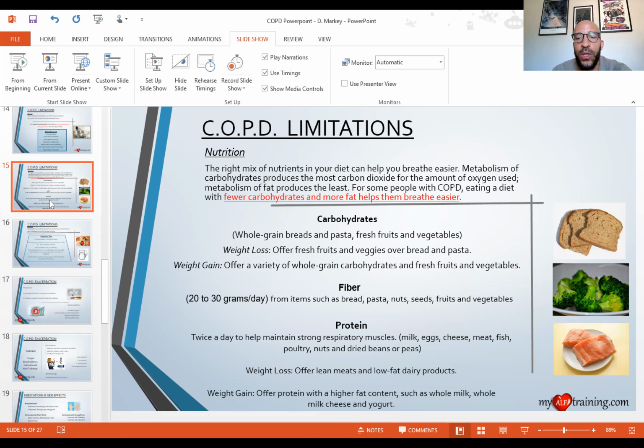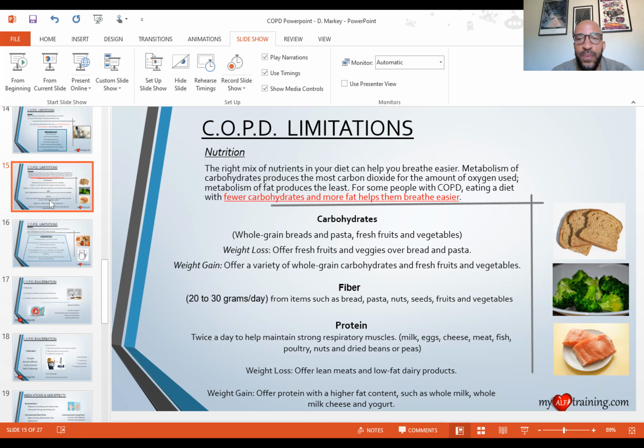Next, we're going to talk about nutrition. For this patient, it is important that we find the right mix of nutrients. Why? I learned this just like you guys are probably learning this now. Just the right foods in your body can do a lot for you. And one of the things they can do is help you to breathe easier.